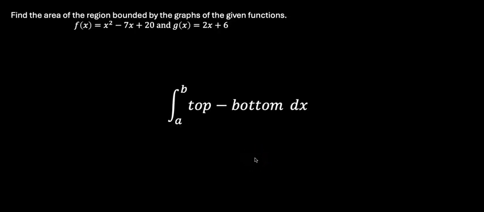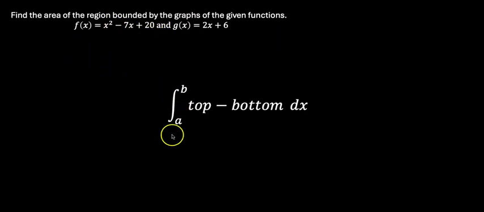In general, to solve this type of question, you use this formula: the top function minus the bottom function over the region. To do this, though, you have to know what the top function is and what the bottom function is, and you have to know what the start point and the end point are. The start point and end point are the intersection points of these two functions, where these two functions are equal to each other.